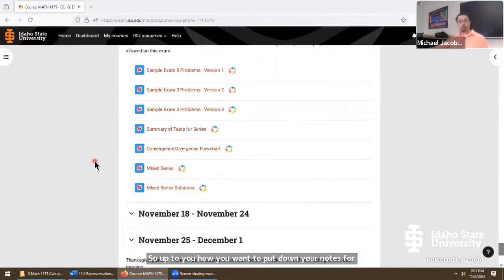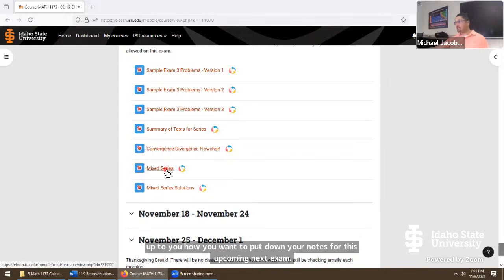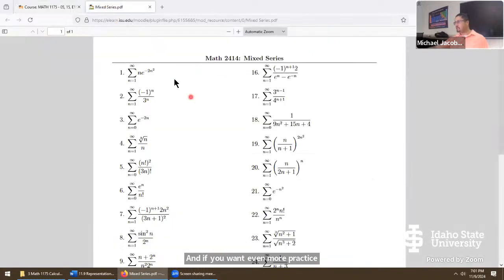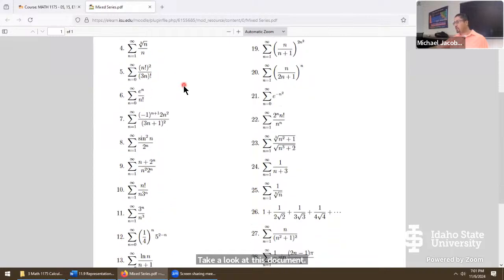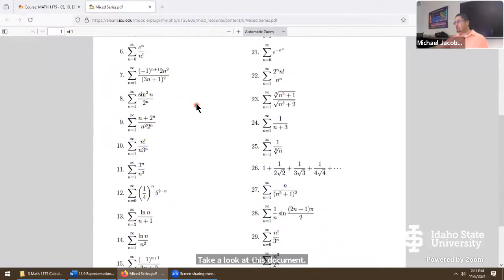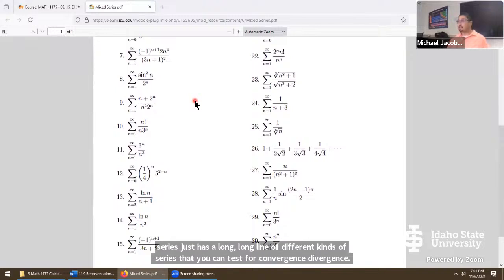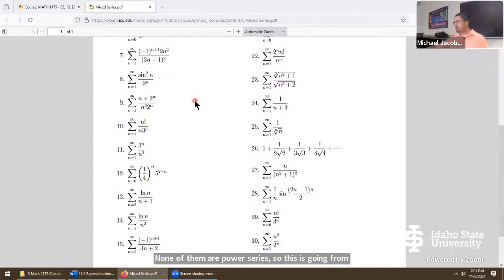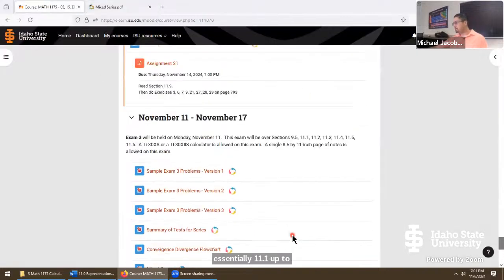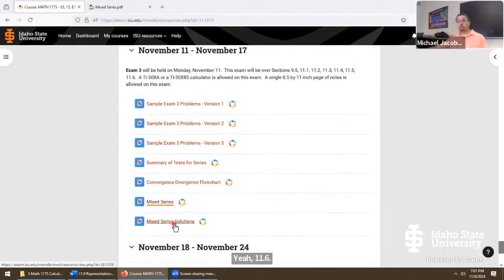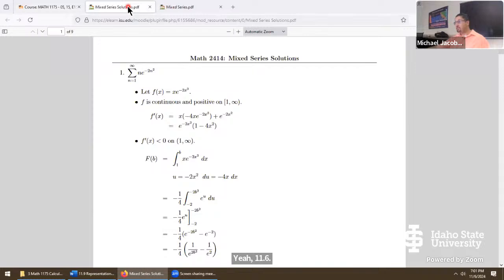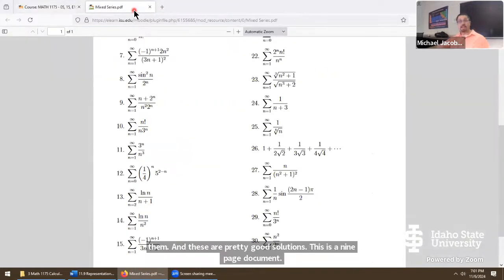And if you want even more practice, take a look at this document. Mixed series just has a long line of different kinds of series that you can test for convergence, divergence. None of them are power series, so this is going from section essentially 11.1 up to 11.6. It has solutions down below as well, so you can double check how you're doing as you go to solve each one of them. And these are pretty good solutions. This is a 9-page document showing all the solutions to this one here.